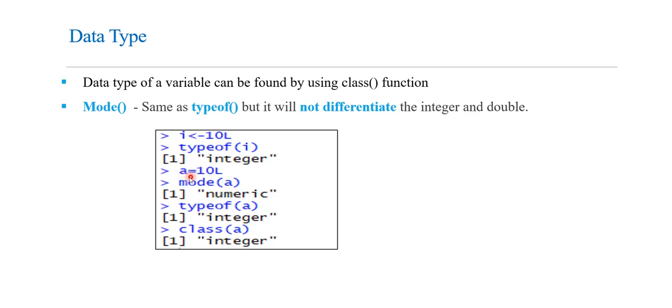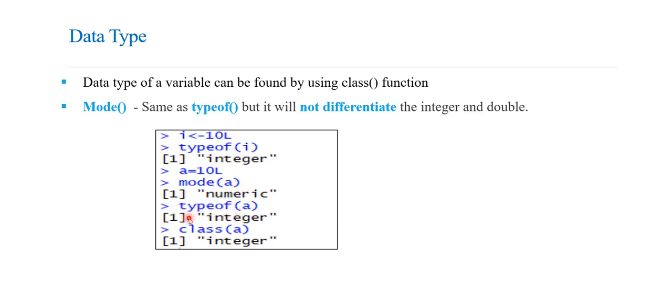For example, I have saved a value 10L in A. 10L is nothing but an integer. Any number followed by capital L will be considered as an integer. But when I use mode of for checking the data type of A, it is giving the answer as numeric. It is not able to differentiate an integer and a numeric value. We know that this is an integer, but it is displaying the result as numeric. So that's the difference. In all other cases it will be able to provide you the accurate result.